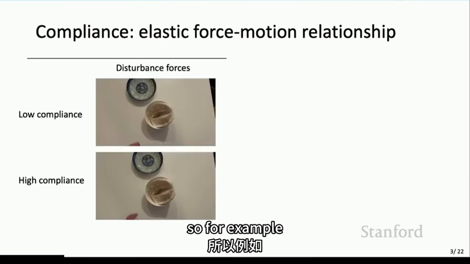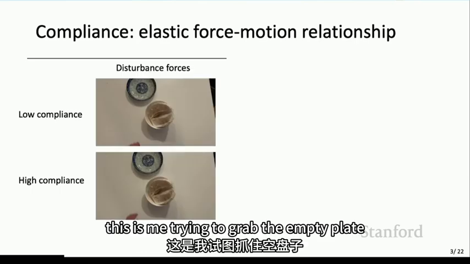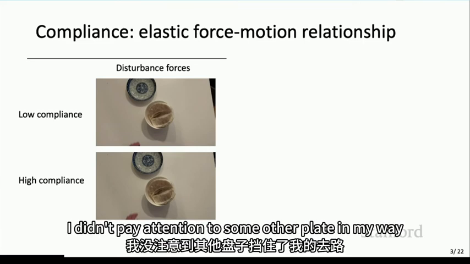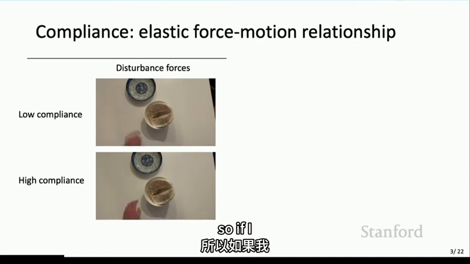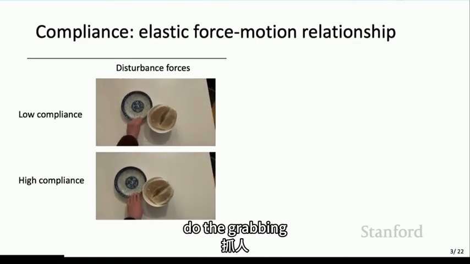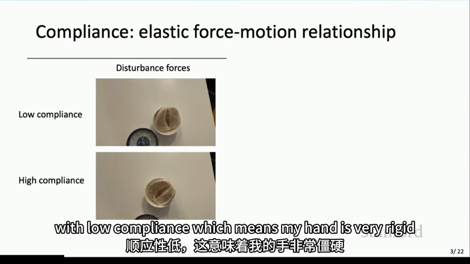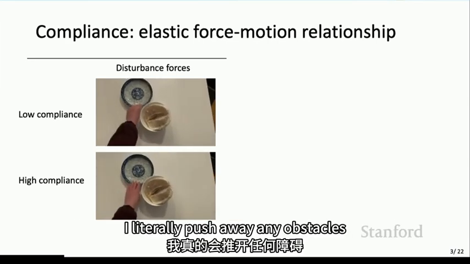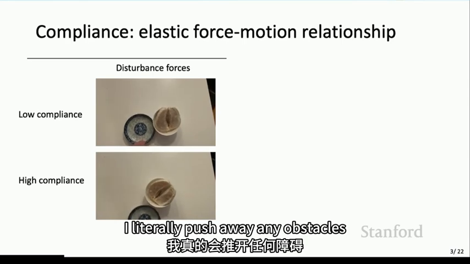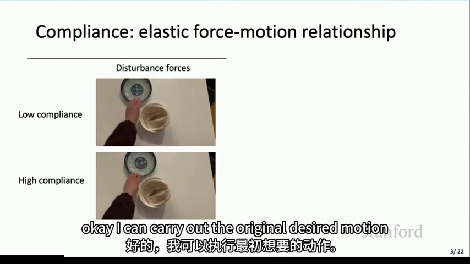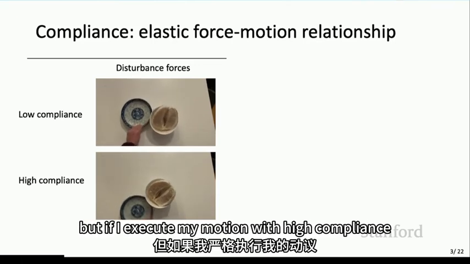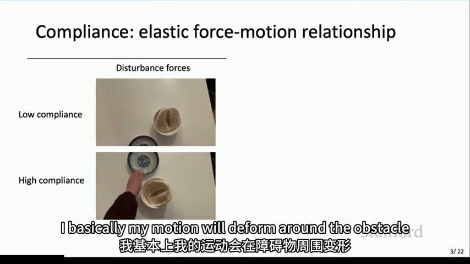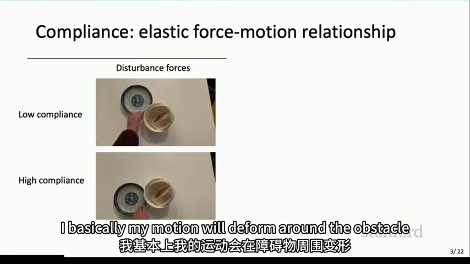So for example, this is me trying to grab the empty plate. I didn't pay attention to some other plates in my way. So if I do the grabbing with low compliance, which means my hand is very rigid, I literally push away any obstacles. Okay? I can carry out the original desired motion. But if I execute my motion with high compliance, my motion will deform around the obstacle.